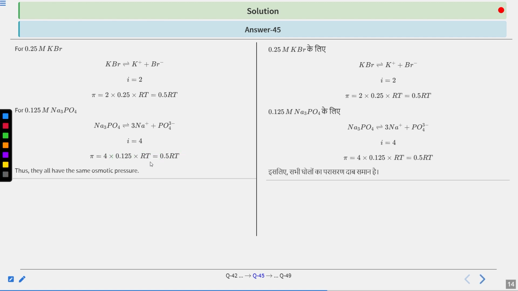So from this we can say that all of them have the same osmotic pressure. Clear? See, all have the same osmotic pressure. So this is your correct answer.